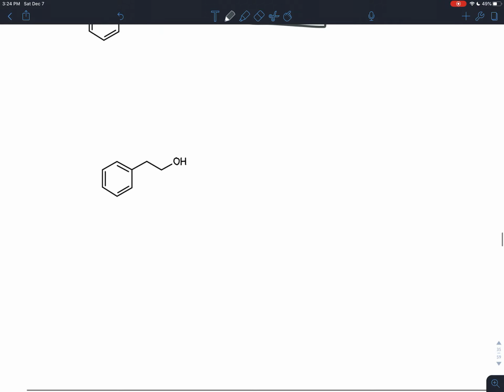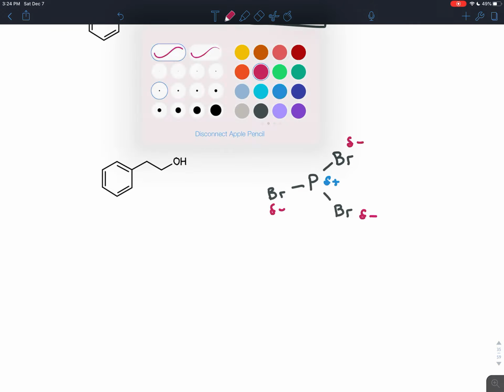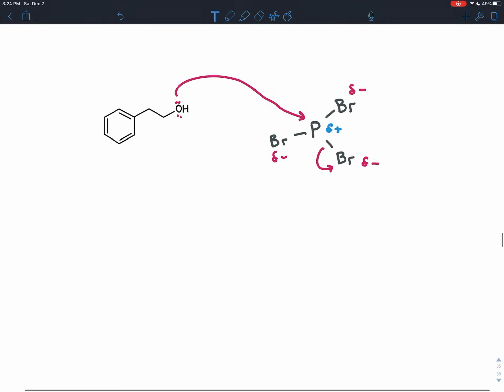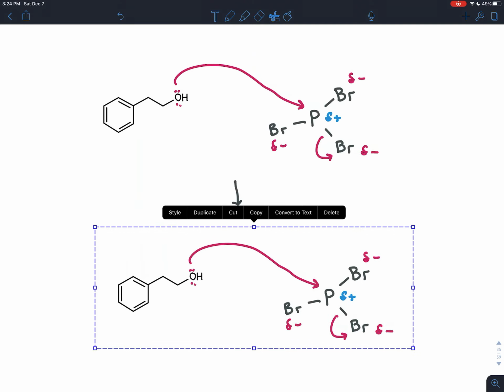attacks the phosphorus. In this atom, the phosphorus is bonded to 3 electronegative atoms, the bromines. And so the bromines steal electron density and become slightly negative, and the phosphorus is slightly positive. So this oxygen here will attack that phosphorus and kick one of the bromines off in an SN2 reaction. When that happens, you have 2 things.